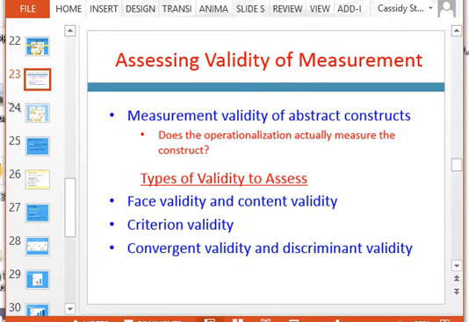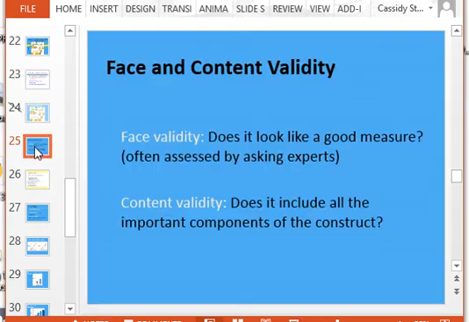So when we're assessing the validity of measurement, we want to know whether the operationalization actually measures the construct. And there are 5 different ways that we are going to assess this. And actually for this class, we're not going to discuss convergent or discriminant. We're going to talk about face validity, content validity, and criterion validity.